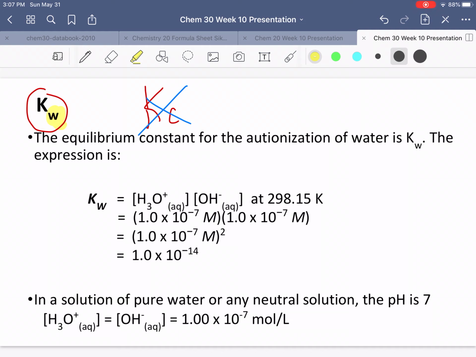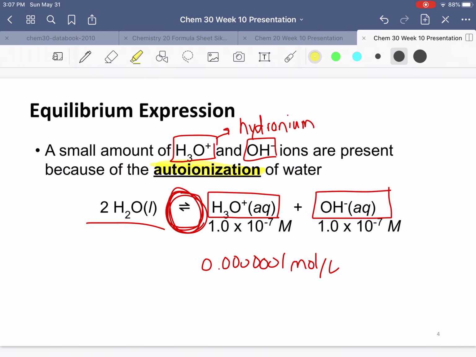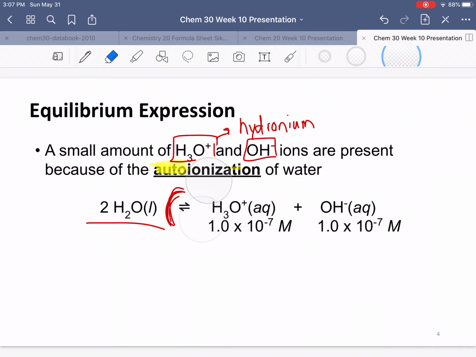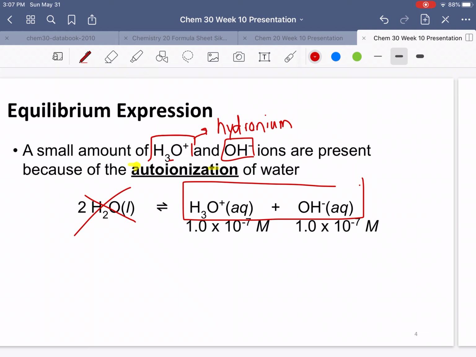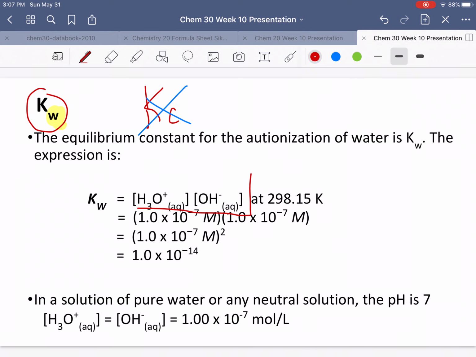Now, when this is worked out, ultimately what it comes down to is think about what would be the equilibrium law for this equilibrium system. Water would be left out because it's a pure liquid. So we would simply have the concentrations of the products over the concentration of reactant not included, over 1. And that's what you see right here. This is the equilibrium law for the autoionization of water.